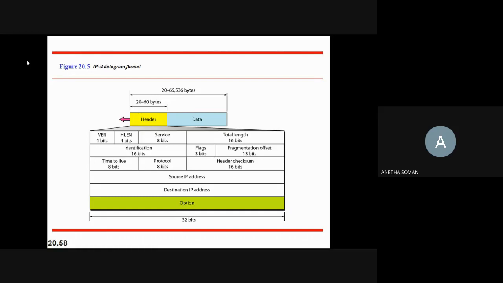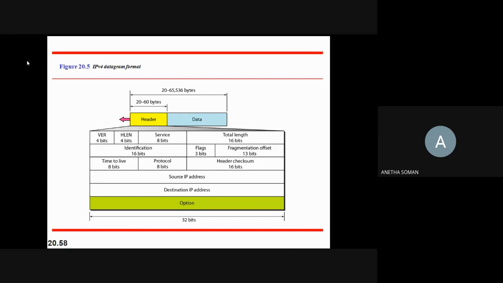Okay, so the header is the first field. It is 20 to 60 bytes in length, and whatever information is essential for routing and delivery is contained in the header part. Now this header can have various fields. The first field is the version field. You can see it in the diagram, written as VER. This is a 4-bit field.